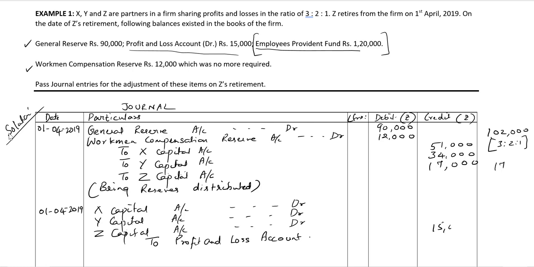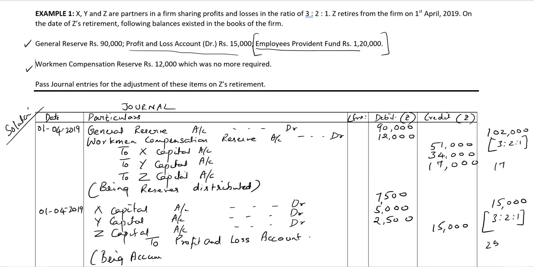Against profit and loss account 15,000 rupees. The 15,000 rupees has to be written off in 3:2:1. We have 7,500 against partner X, 5,000 rupees against partner Y, and 2,500 rupees against partner Z. Narration being accumulated loss written off.